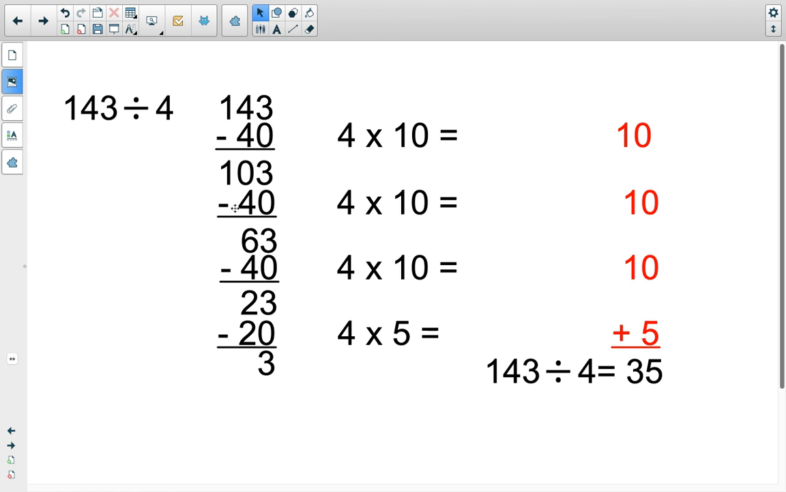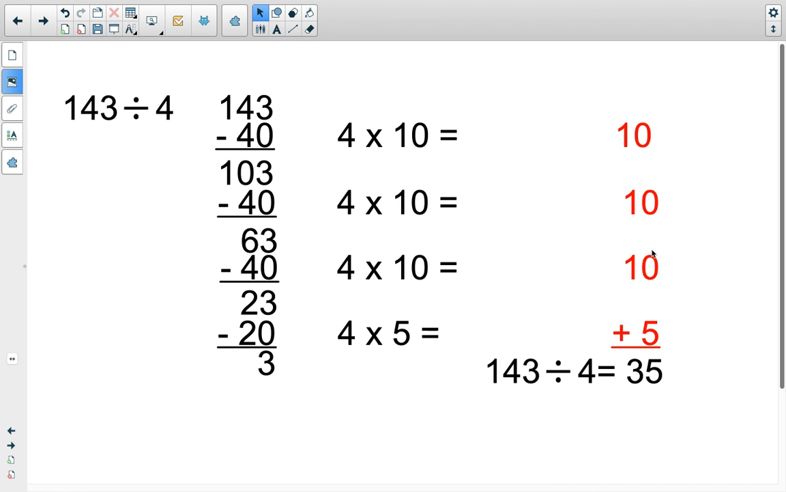I'm going to do another 40. 4 times 10 is another 40. I'm going to subtract that. I get 63. I keep track of my other 40 here with the 10 fours. And then I've got 63. So 4 times 10 is another 40. There's my other 10 fours over there. That gives me 23. 4 into 23, I know there's 4 times 5 is 20. So there's my 5, and I've got 3 left over.